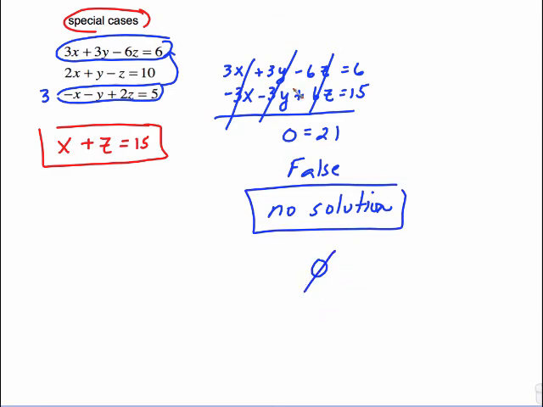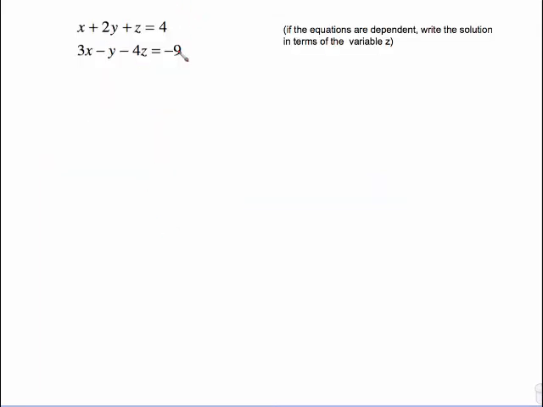symbol. Now, would we get the same no solution conclusion had I eliminated something else to begin with? Absolutely, because there is no solution to this system. So it really doesn't matter what variable I chose to eliminate in the beginning.